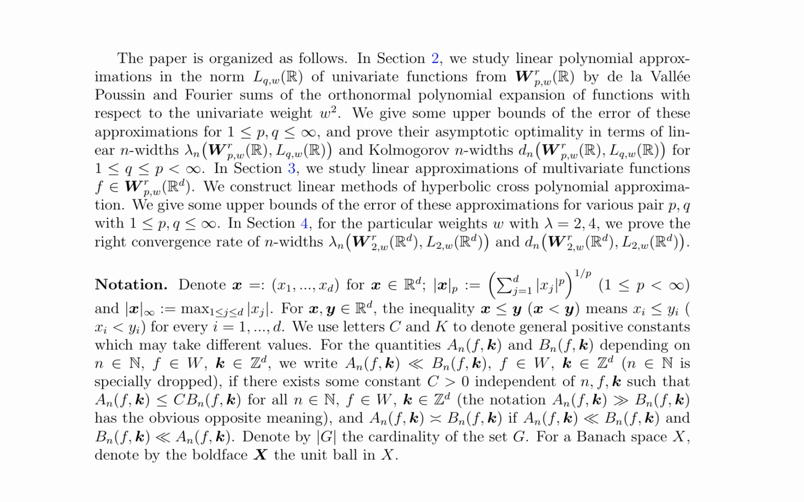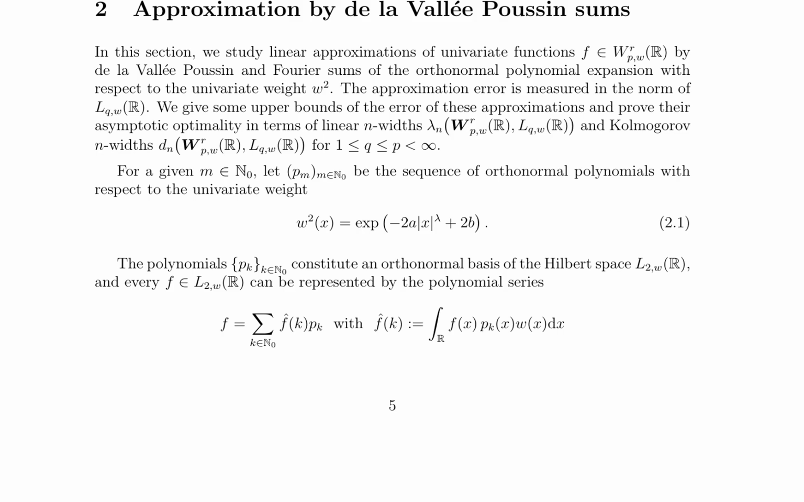Asymptotic optimality is proven in terms of linear n-widths lambda_n(W^r_{p,w}(R), L_{q,w}(R)) and Kolmogorov n-widths d_n(W^r_{p,w}(R), L_{q,w}(R)), for 1 ≤ q ≤ p < infinity.